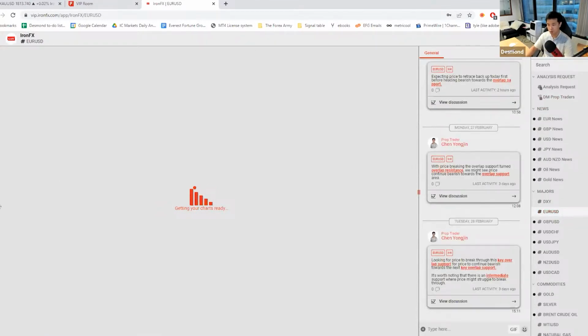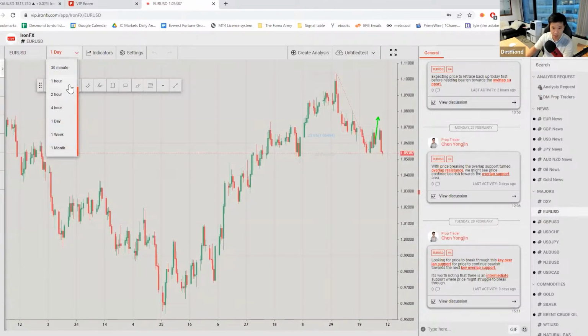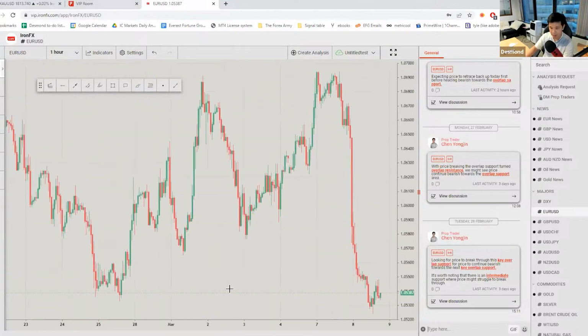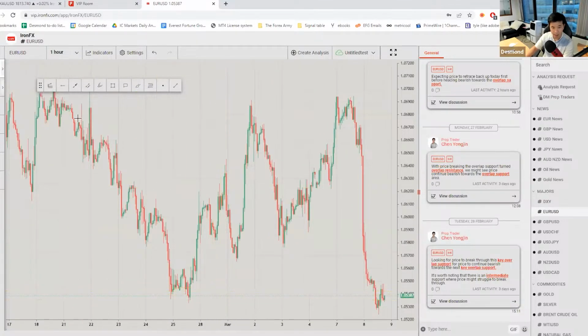You have a question on EUR/USD 1 hour chart, right? So you can come down here. Let's jump down to the 1 hour chart. You're looking at this and you come in here, you put this horizontal support line over here.